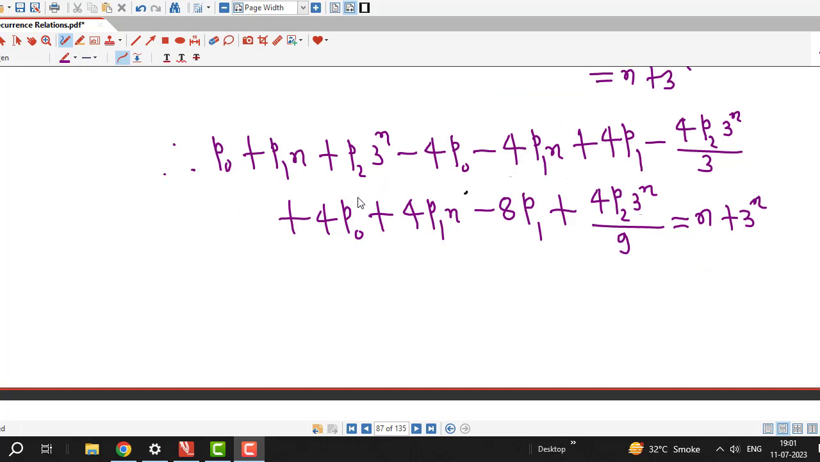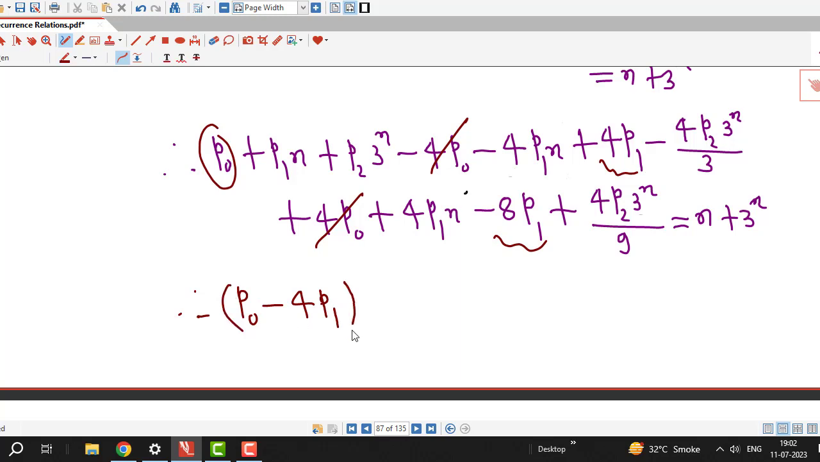So here we can see this 4P0 will get cancelled, 4P0 minus 4P0, and here I have 4P1 minus 8P1, that is going to be minus 4P1, and this is also constant. So the constant term is P0 minus 4 times P1. Now we have to collect the coefficient of n, and you can see this also will get cancelled, 4P1n minus 4P1n. So there is only one term with coefficient of n, and it is P1 times n.